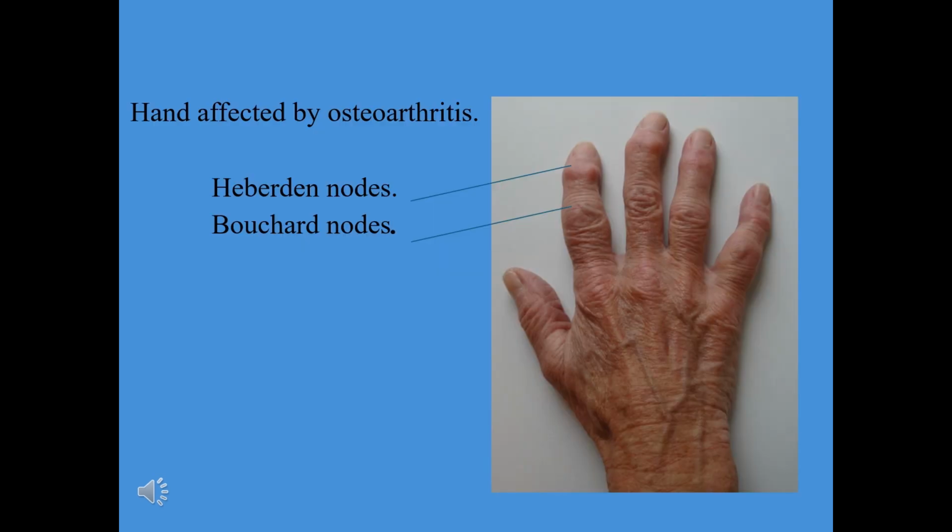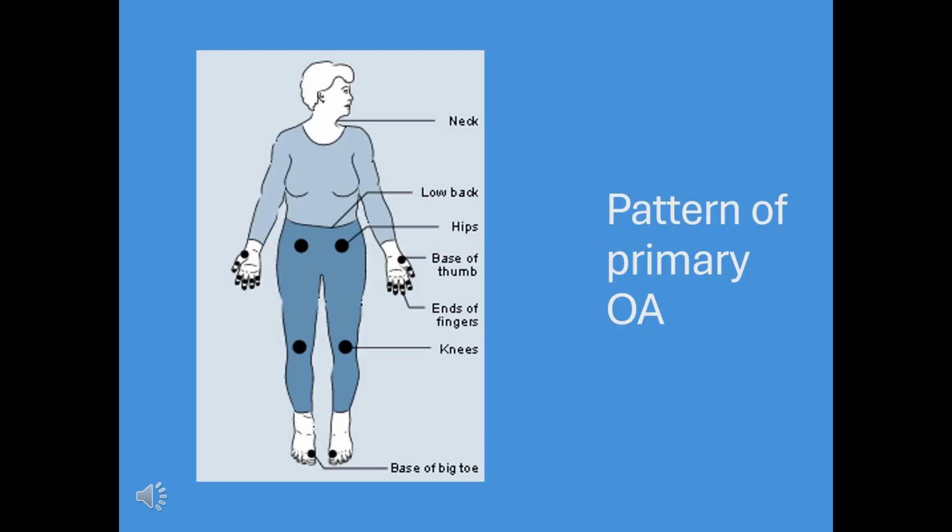And here is a close-up of somebody's hand. This person has primary osteoarthritis. And you can see here, I've tried to illustrate the joint pattern of primary osteoarthritis. So if you see a patient with hands that have got these bony swellings, it's a very good bet that they've got primary osteoarthritis, and they will probably have pain in these joints as well.